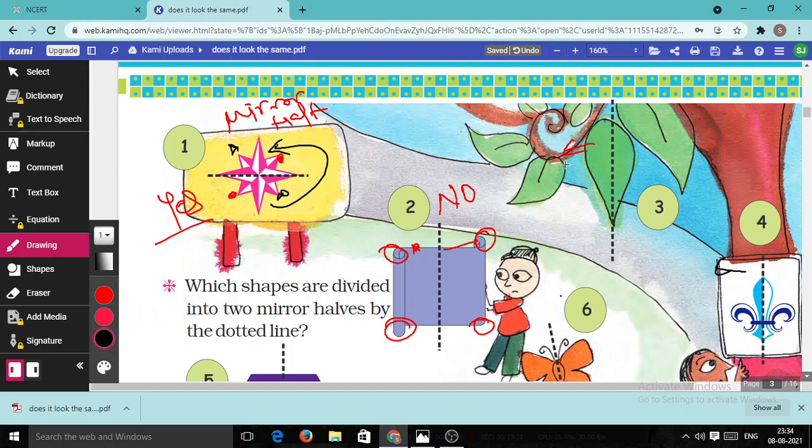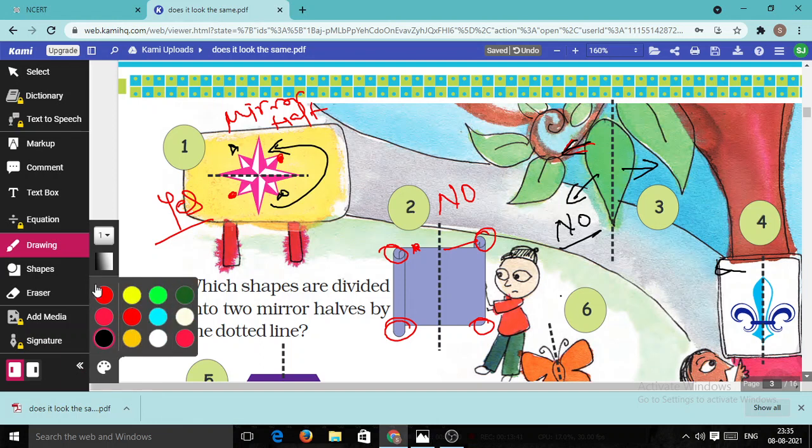Now look at this picture carefully. A leaf. If you observe this leaf carefully, you will see that this part is larger and this part is smaller. Clearly these two parts are not equally divided. So this leaf is not in a mirror half position. So right here no. Right here no.